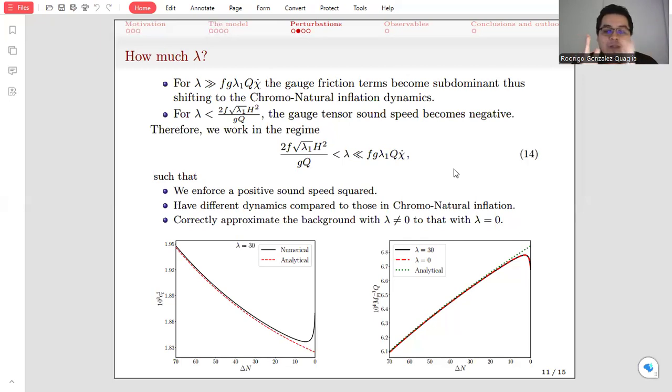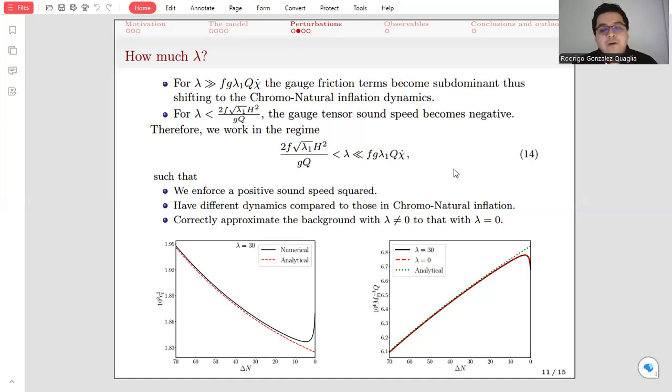If we take lambda to be too large, then the Chern-Simons interaction will dominate over the kinetic gauge friction terms, thus making the dynamics of the model very similar to that in chromonatural inflation. Therefore, what we do here is to ask that the contribution or the importance of lambda at the background level is subdominant compared to the contribution of the kinetic gauge friction new terms that we proposed in this work.